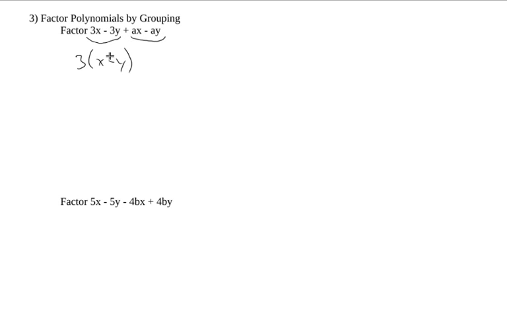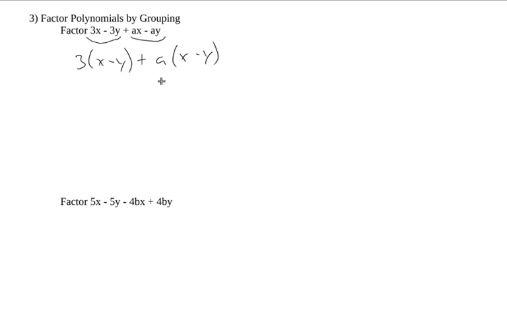And I close my parentheses because that's the end of that. And then I have plus, because that's the plus between the 3x minus 3y and the ax minus ay. I'm going to again factor out the greatest common factor of these two, except now it looks like my greatest common factor is a. I'm left with x minus y.